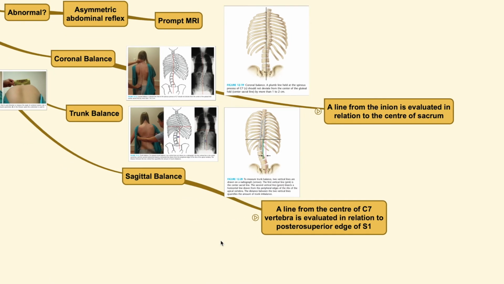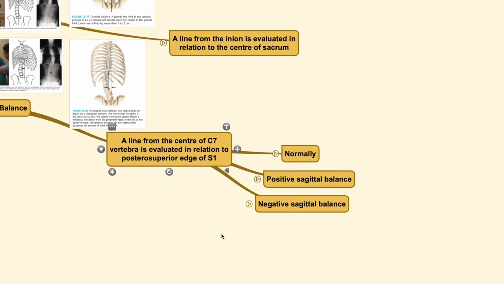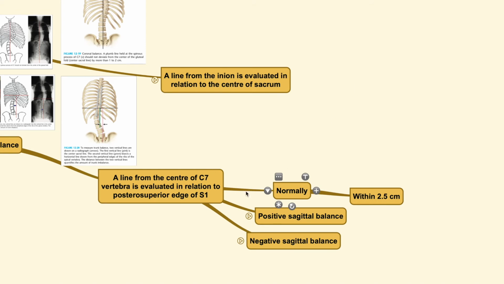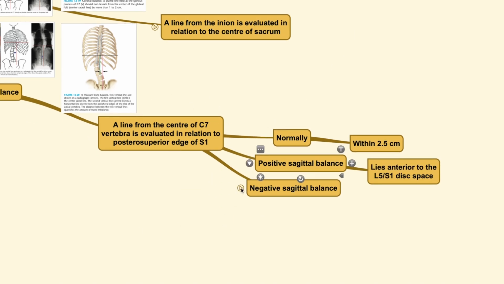Now the next thing you could do is measure the sagittal balance. When you measure the sagittal balance for the patient, you draw a line from the center of the C7 vertebra and evaluate it in relation to the posterior superior edge of the S1. Normally it should lie around 2.5 centimeters. And once again, this is taken from a lateral whole spine radiograph.